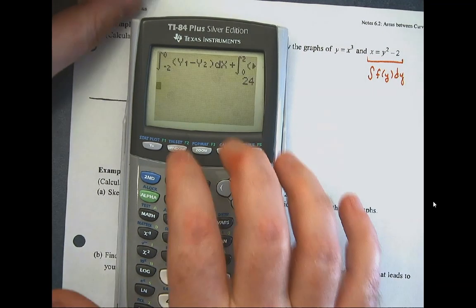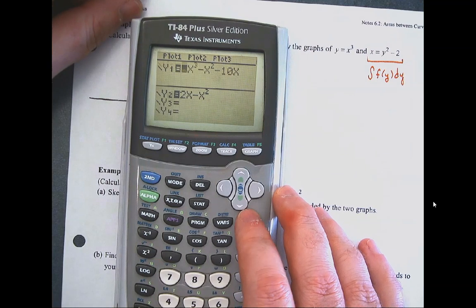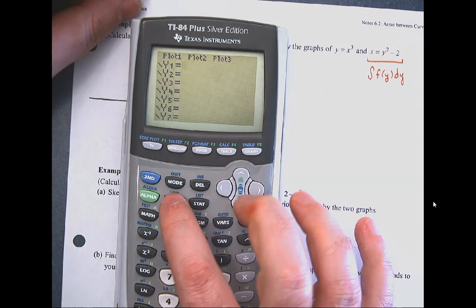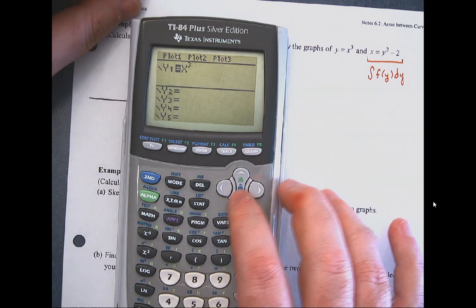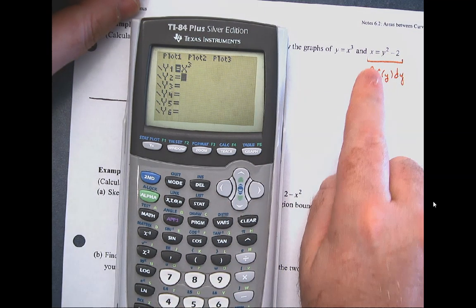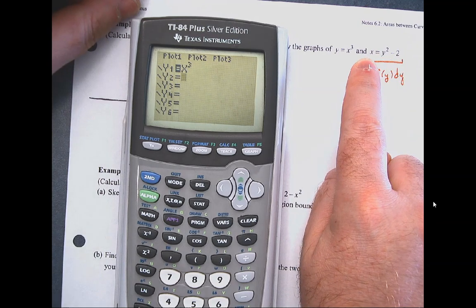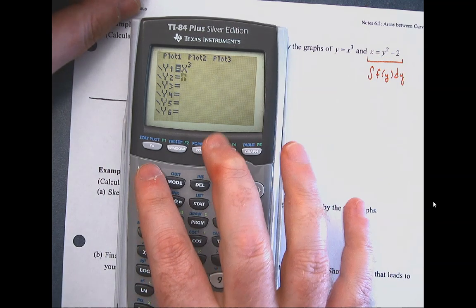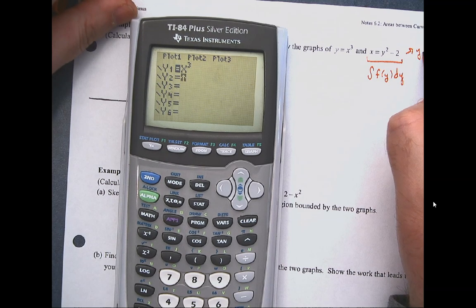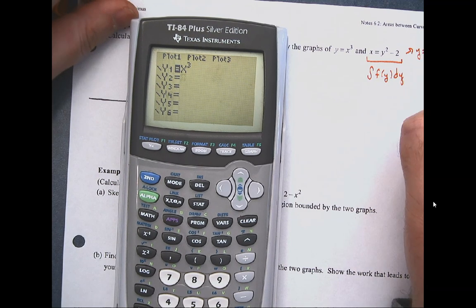Okay, so my calculator only graphs in y equals mode. So I'm going to leave this in y equals for now until I get a picture, and then I'm going to convert it into x equals. So I'm going to move this over, and then I would square root. So y equals plus or minus the square root of x plus 2.